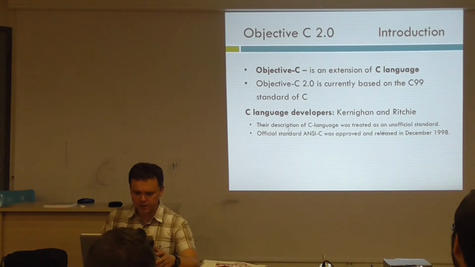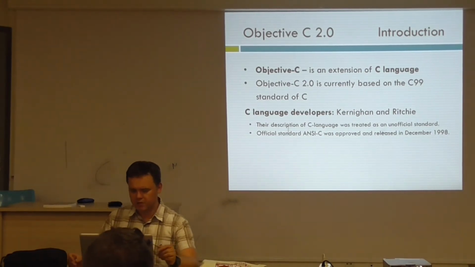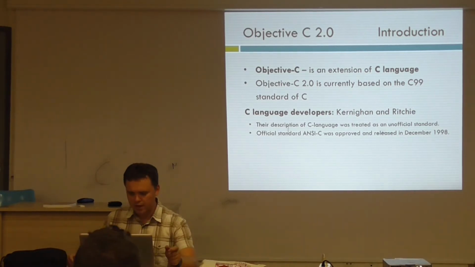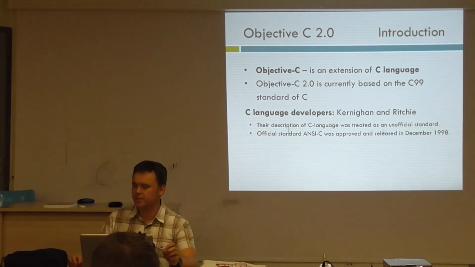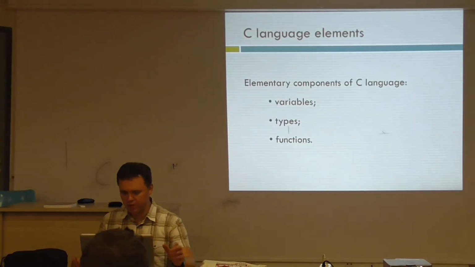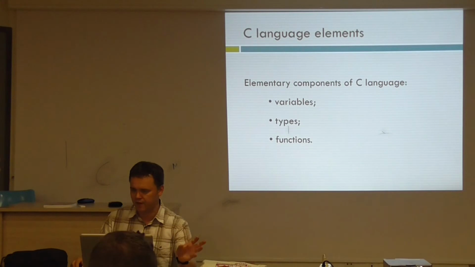And you can see in that slide that Objective-C 2.0 is currently based on the C99 standard of C language. So if you know something about it, you know that this is the extension of that standard. Next, the ANSI C standard official for that language was released in December 1998. In C language, generally, we can see variables, types, and functions.